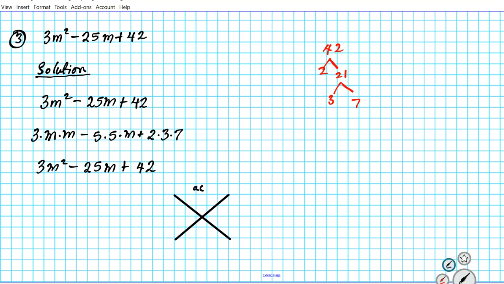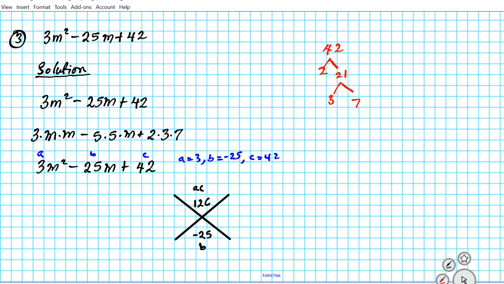AC goes on top, B goes on the bottom, okay? So this is A, the leading coefficient, B is the coefficient of the first degree term, and C is the last one. Okay, so A is 3, B is negative 25, and C is 42. All right, so AC is 3 times 42. 3 times 42 is 120 plus 6, which is 126. And B is negative 25. So the question is, what 2 numbers multiply to give you 126 and add to give you negative 25?